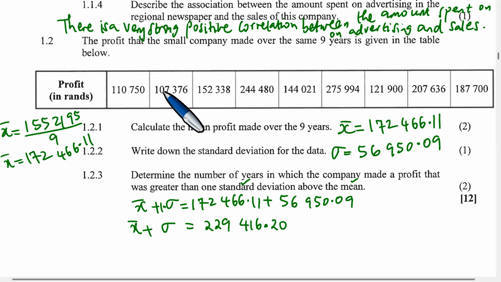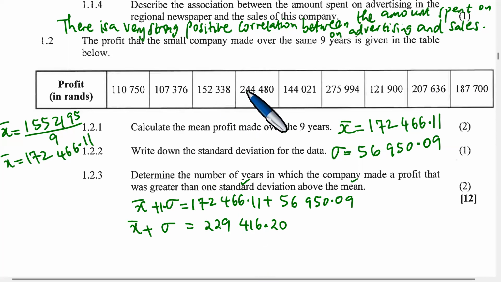Okay, so we continue. Determine the number of years in which the company made a profit that was greater than one standard deviation above the mean. So yeah, number of years. Let's check here. This one is below 229. It's 100 and something. This is 100 and something, 100 and something.